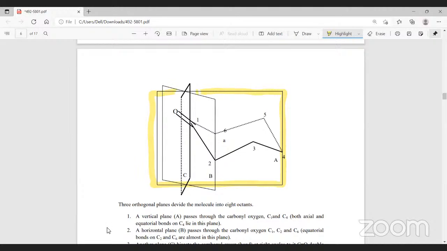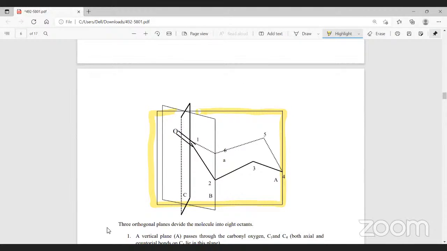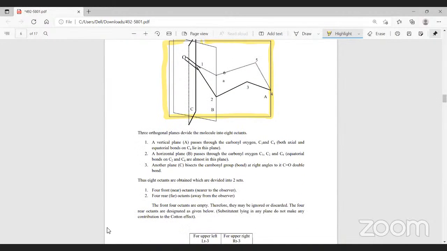So this is plane A. Vertical plane A passes through the carbonyl oxygen, that is C1, and C4. So both axial and equatorial bonds on C4 lie in this plane.